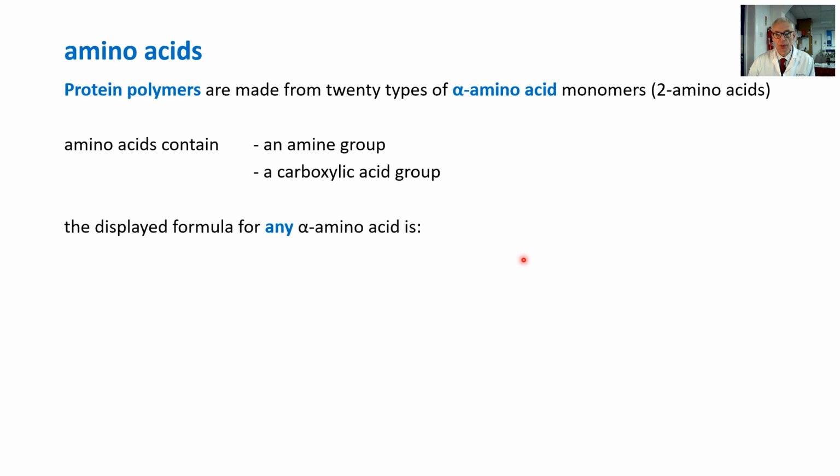If we look at the displayed formula for any alpha amino acid, we've got an R group here, and of course there are 20 different R groups. With a central carbon, a carboxyl group, an amine group and a hydrogen. That is the general formula or displayed formula for an amino acid.